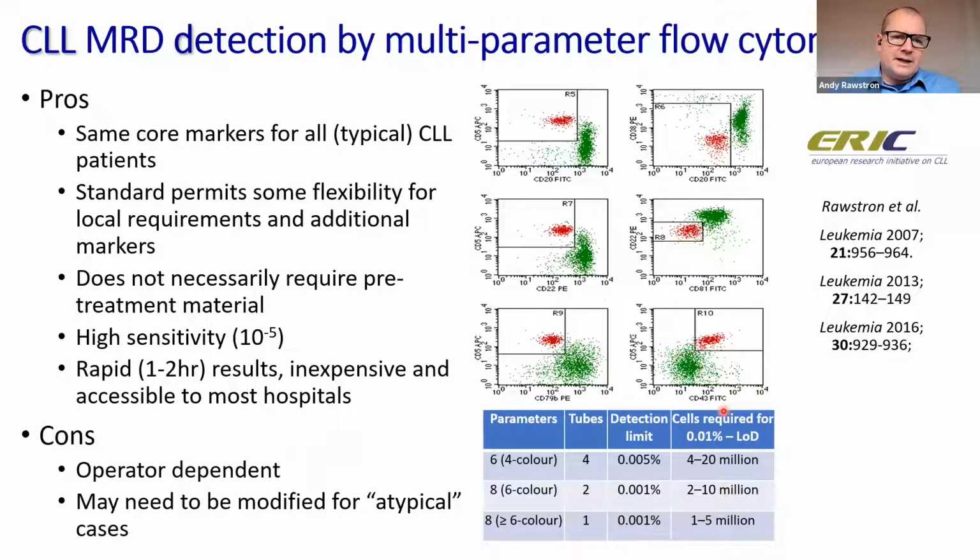So for flow, for CLL, we've got a reliable backbone of markers that will separate CLL cells from normal B cells. And we've got a setup that gives you some flexibility, potential to add additional markers. It doesn't necessarily require pre-treatment material, but I think that's beneficial if you can have it. It's got the rapid turnaround that a lot of hematology clinics want. The downside is us. The fact that you require an operator to actually analyze the data is probably the major downside for flow cytometry versus molecular techniques.